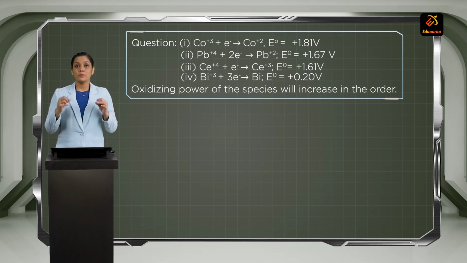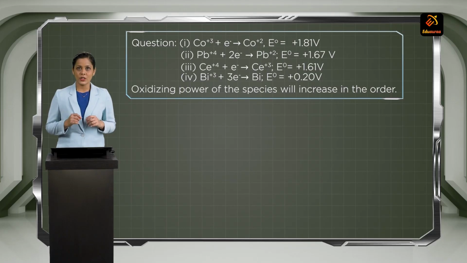The second one, Pb plus 4, that is lead having a charge of plus 4, taking 2 electrons and going to Pb plus 2. The reduction potential here is plus 1.67 volts. The third one being cerium plus 4, taking 1 electron and becoming cerium plus 3. The reduction potential here is 1.61 volts. Bismuth plus 3 taking 3 electrons and becoming bismuth with the oxidation number 0. The reduction potential here is plus 0.20 volts.